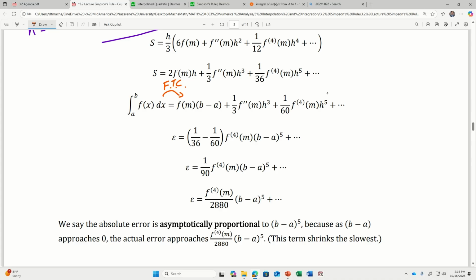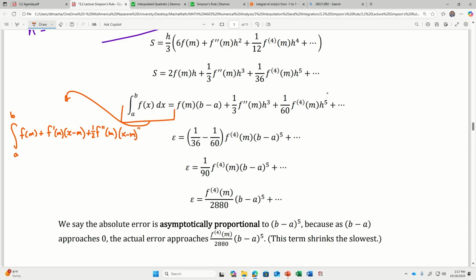Let's write this out, because maybe I should have typed out an extra little step in here. I want this to be super clear, what's happening. This is the integral from a to b of this function, which is f of m plus f prime of m times x minus m plus 1/2 f double prime of m times x minus m squared plus and so on, right? Because that's the Taylor series. It goes on forever.